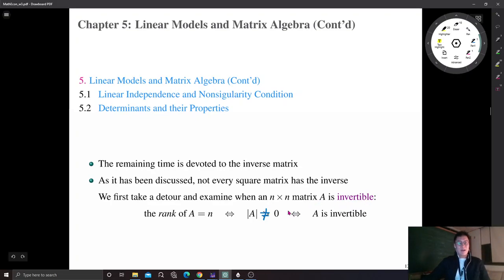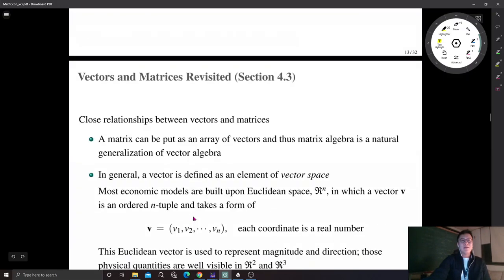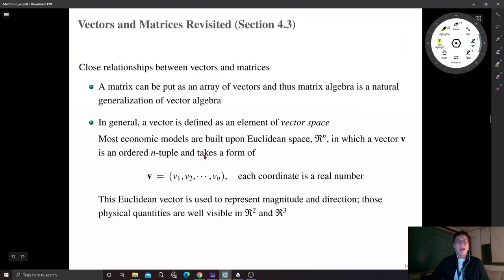So in this video, I'm gonna talk about the first condition, the rank of a matrix. In order to explain that rank, I need to digress a little bit. This topic comes from section 4.3. There is one more topic I didn't address in chapter 4, that is the relation between vectors and matrices. I already highlighted there is a close relationship between these two, because a matrix can be put as an array of vectors. So in fact, matrix algebra is a natural generalization of vector algebra.